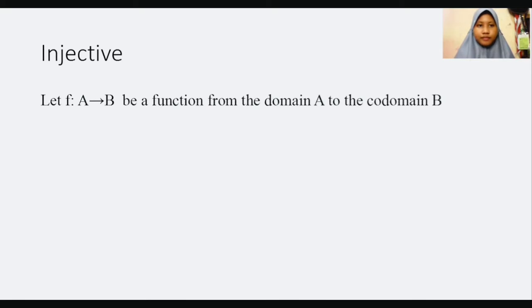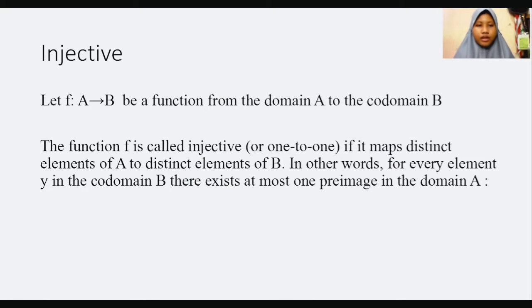Injective. Let f: A to B be a function from the domain A to the codomain B. The function f is called injective or one-to-one if it maps distinct elements of A to distinct elements of B. In other words, for every element y in the codomain B, there exists at most one preimage in the domain A. And this is the notation: for every x1, x2 element of A, x1 not equal x2 implies f(x1) not equal f(x2).